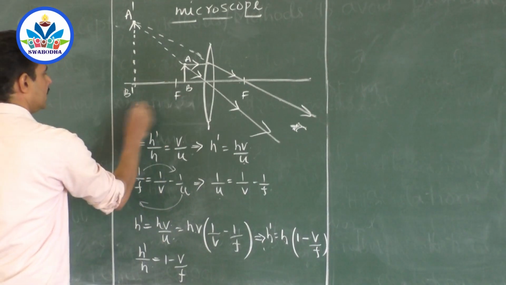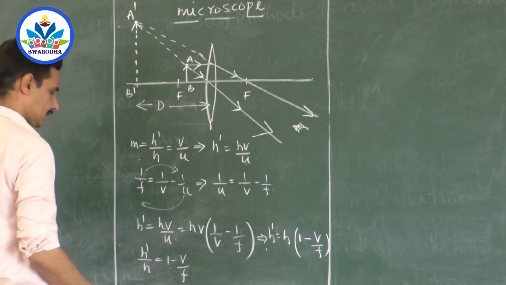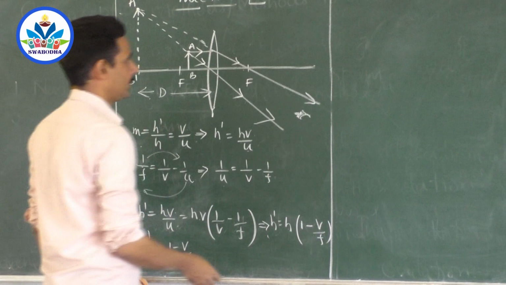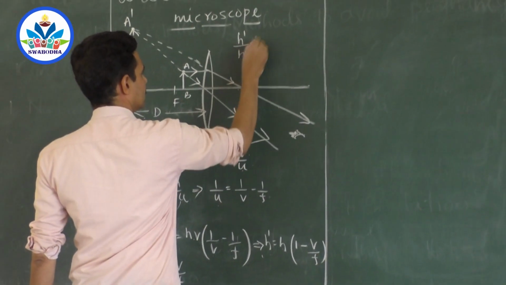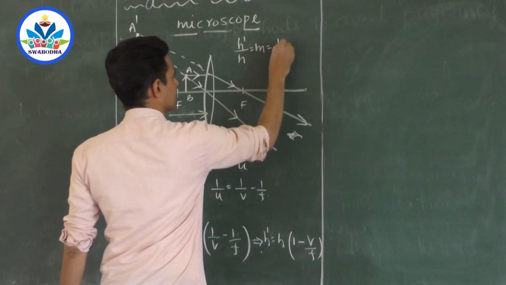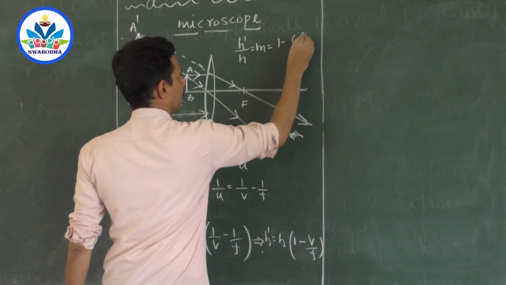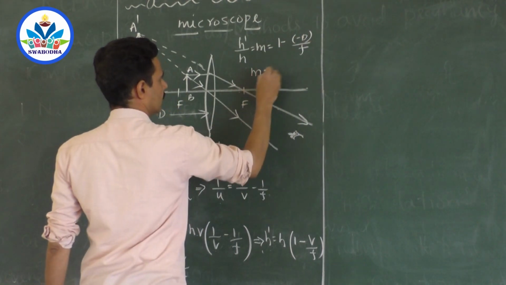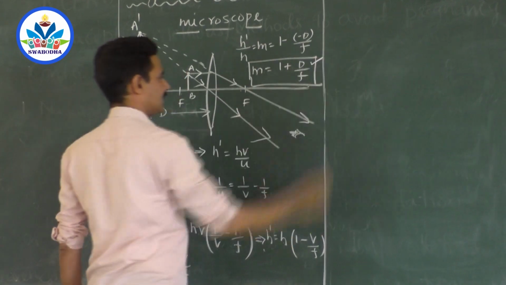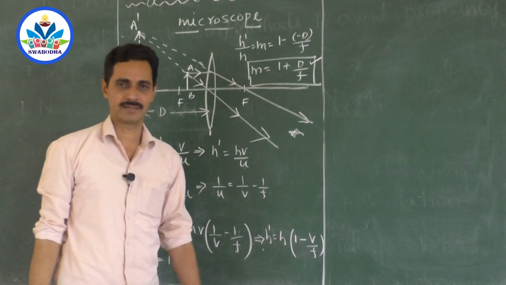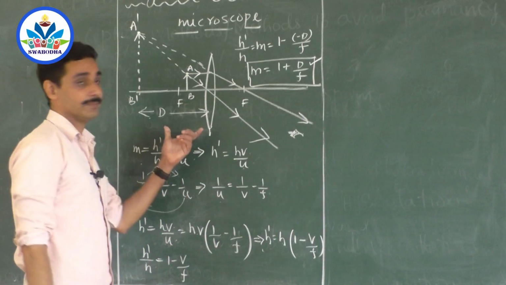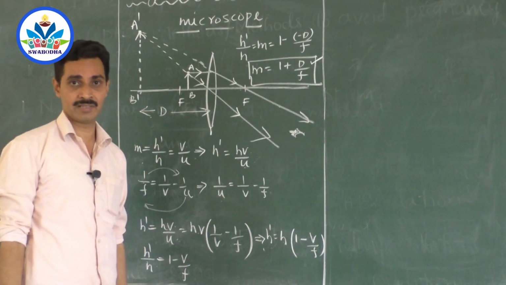So where is the image now? Image is formed at the least distance of distinct vision. So what is V then? V is minus D because it is coming on the left hand side. So what happens to the magnification? H dash by H, which is nothing but magnification, is given by 1 minus V by F, that is, M is equal to 1 plus D by F. So 1 plus near point, that is the least distance of distinct vision, divided by focal length of the lens. That is the magnification in the case of a simple microscope when the image is at D. That means when the image is formed at the least distance of distinct vision.